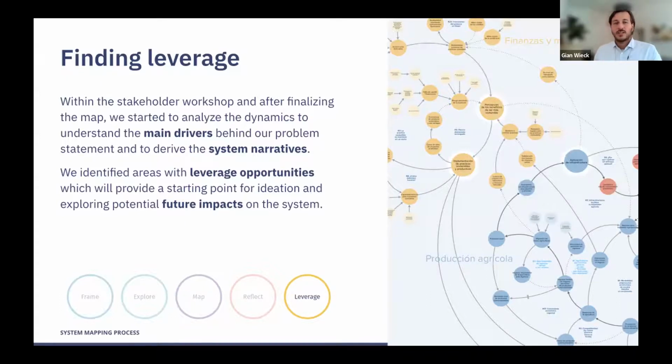And we also started to look a little bit at leverage opportunities. So looking at certain loops, looking at certain drivers, and thinking, how could we change this behavior within the system, and what could be a potential future impact if we are able to change this? And this can then become a starting point for ideation, for design of new interventions, and for the formulation of a more systemic TOC.